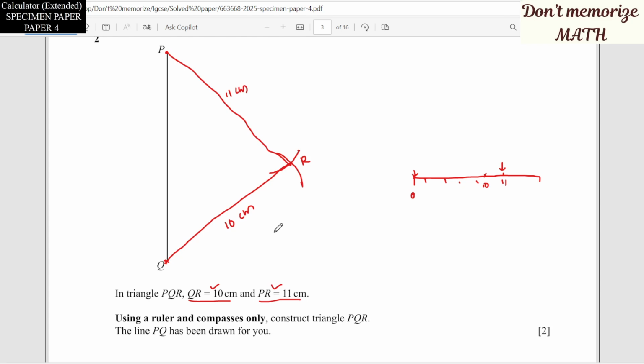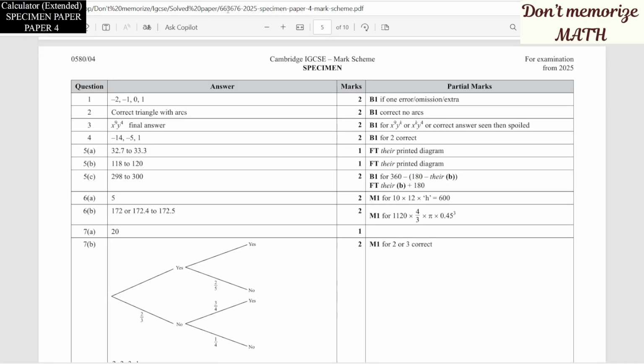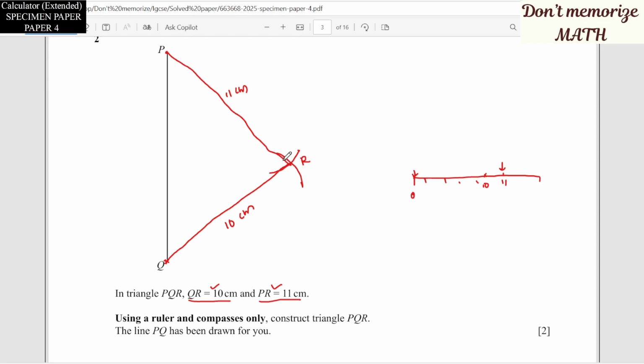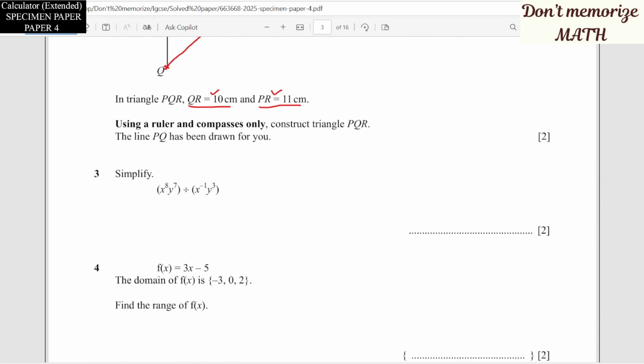Okay, and be very careful after drawing the triangle, don't erase the arcs. I will show you the marking scheme. So B1, one mark for the correct arcs. So if you are not drawing the arcs or if you erase the arcs, you will get only one mark. So make sure don't erase anything, just keep the arcs in the same way. Okay, so now the answer is this picture. We'll move to question number 3.